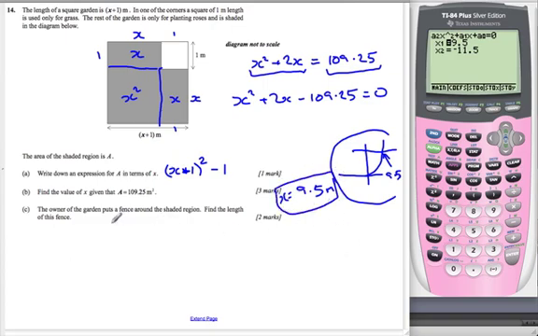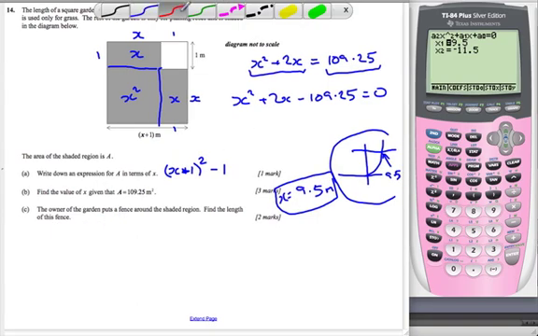Right, the next bit, let's change colour because there's a bit much blue going on. The owner of the garden puts a fence around the shaded region. Find the length of his fence.